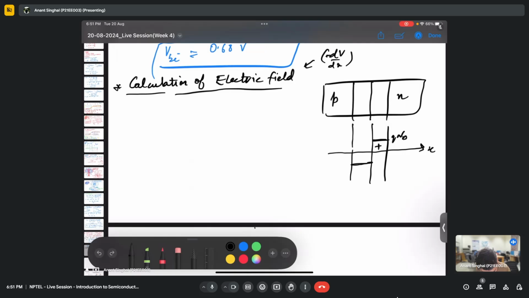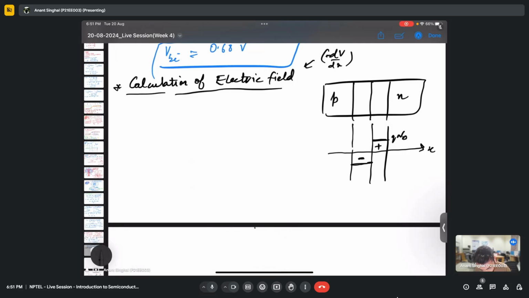If I try to plot the charge density, I'm multiplying the doping by charge, so that will make it a charge density. Please don't get confused by that. And we have net negative acceptor ions, which will be minus Q Na. So this is what we call the charge density, which is denoted by rho V.